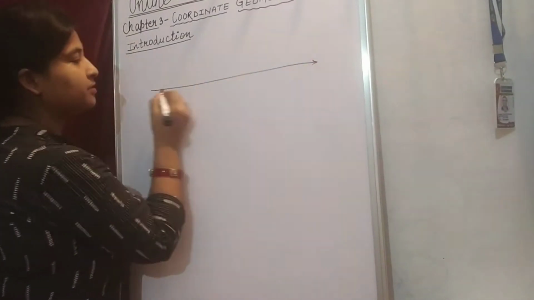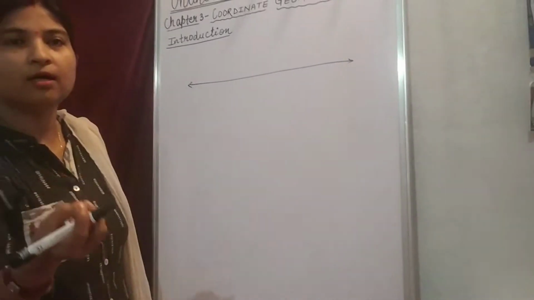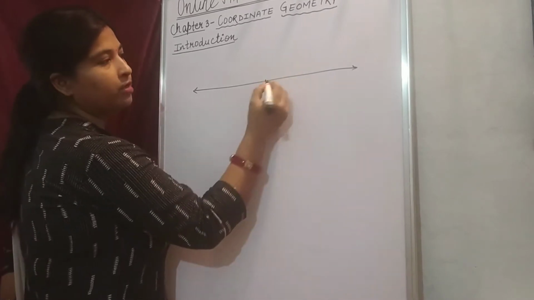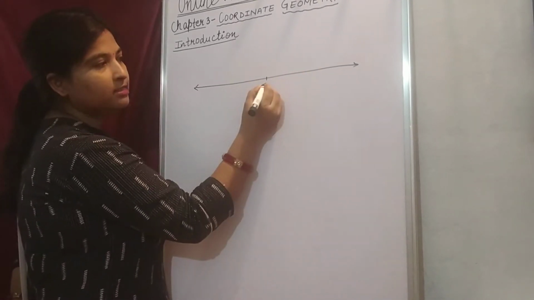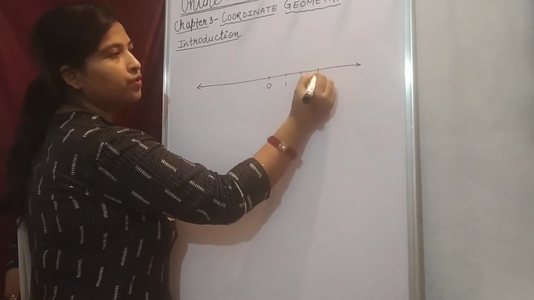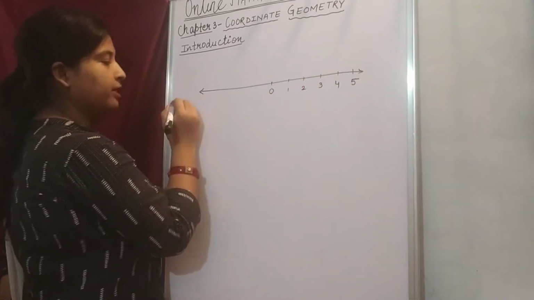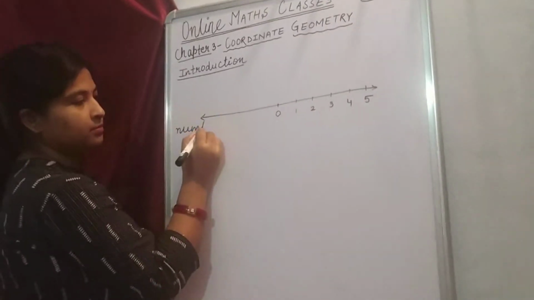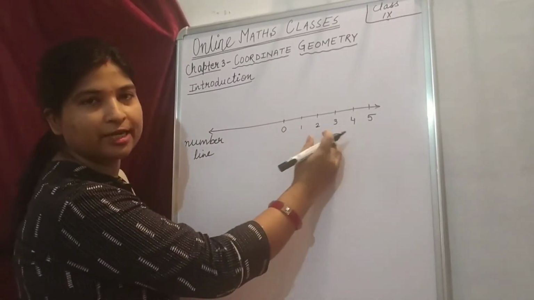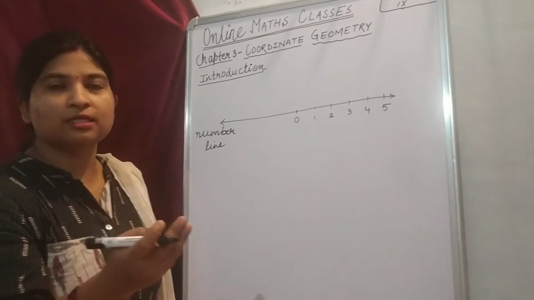If I have to represent a number on a line, then that is known as a number line. If I want to represent 5 on a number line, how am I representing it? I'll start here from 0, then 1, 2, 3, 4, 5. This is my number line. On the right hand side, I am always writing the positive numbers. On the left hand side, I am always writing the negative numbers.